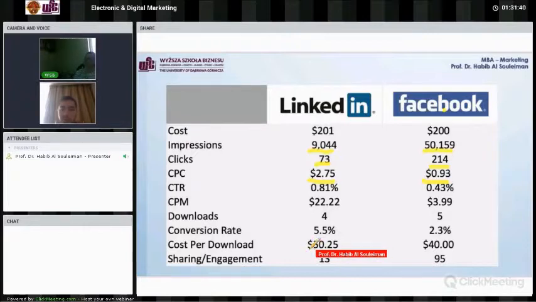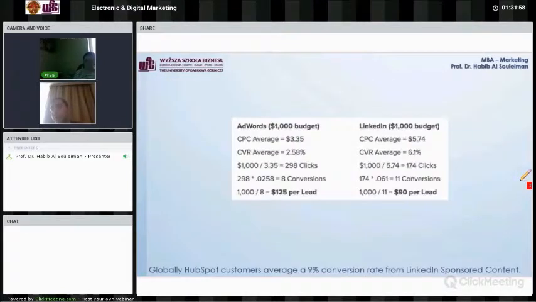And the most important is the cost per download or the cost per sale. On LinkedIn was for him $50, and on Google was $40. So this is the most important, always how many people bought my product. Again, I have to say that from market to market or from product to product is different.